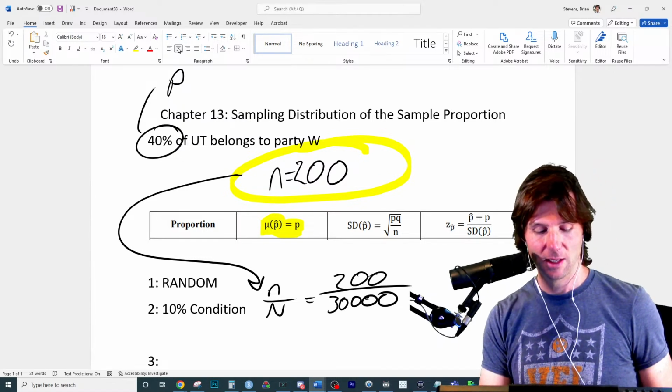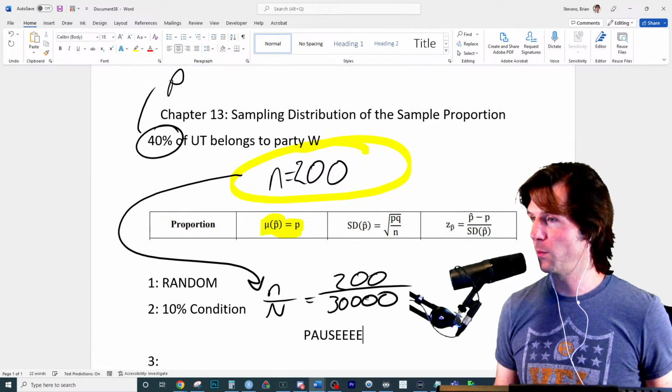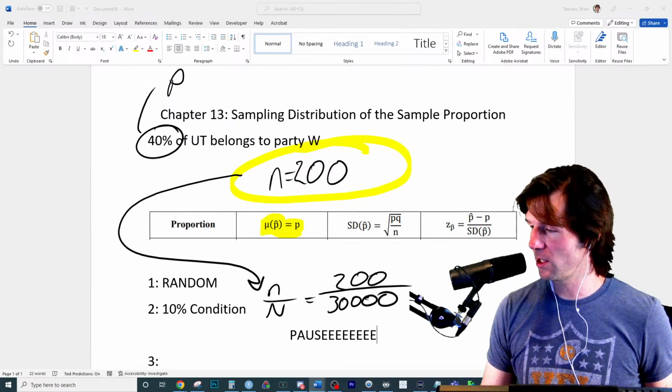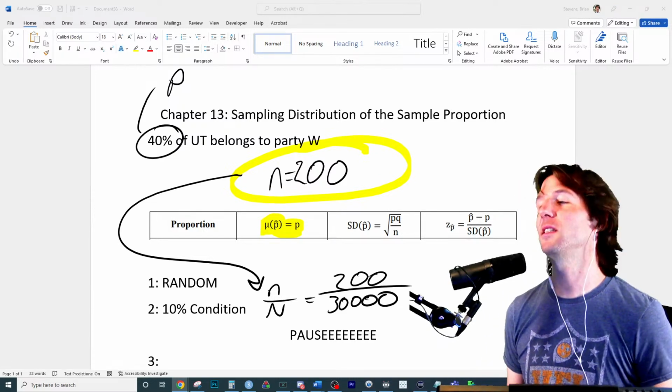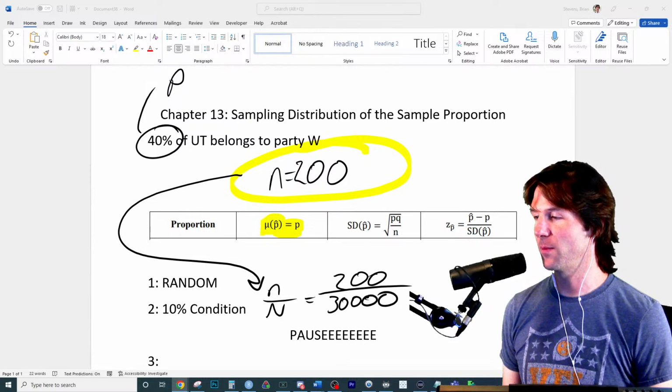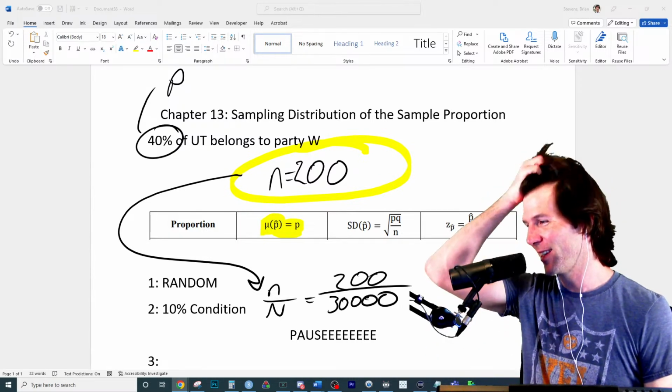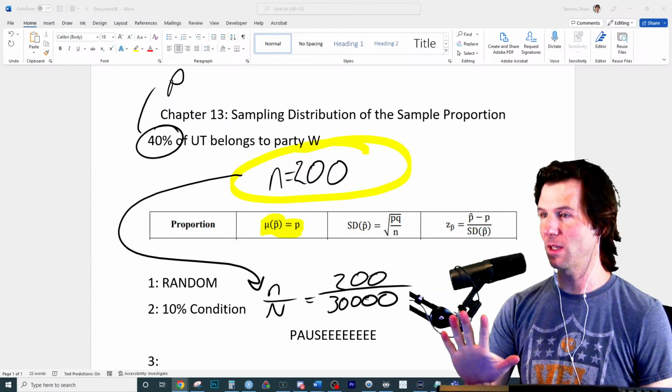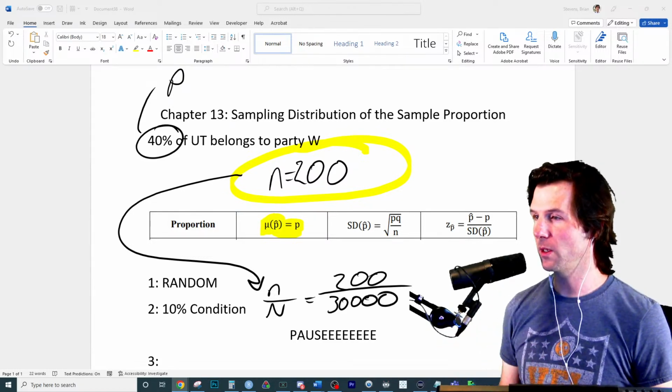We pause right here. We got some pause in the chat. There's some pause in the chat. We pause right there. Stop. What should we look at?